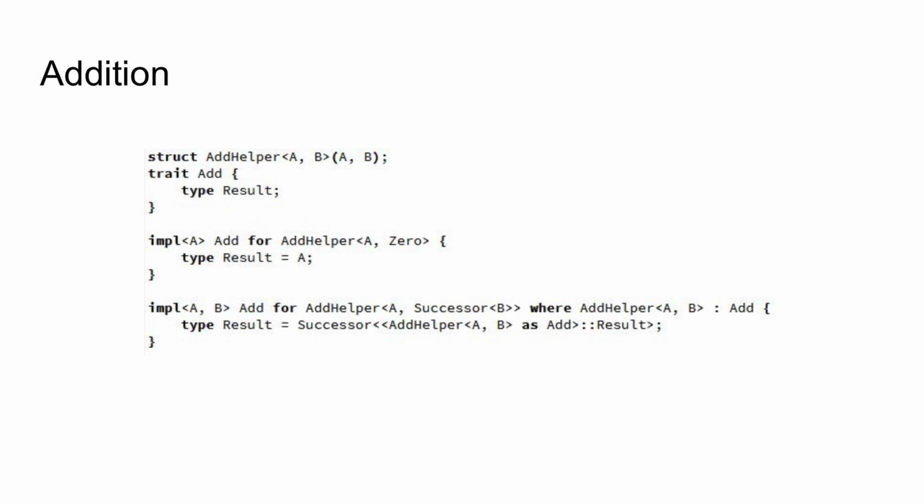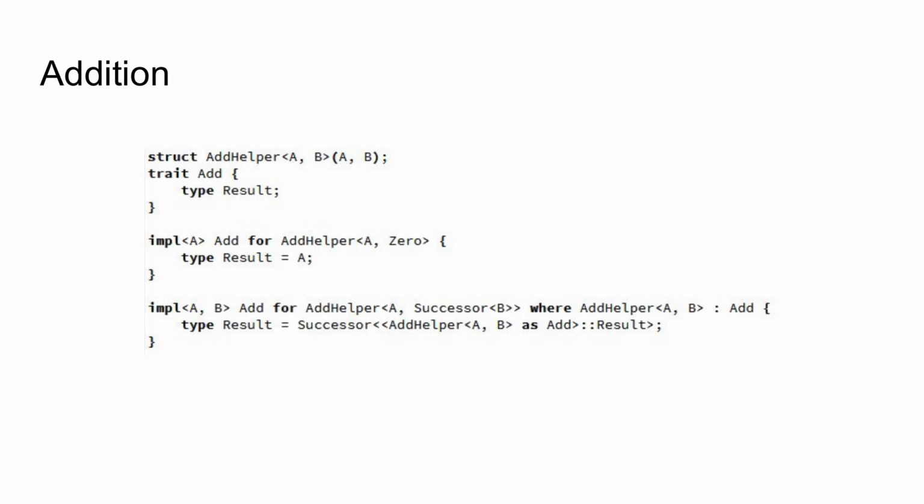So addition in Rust comes out to something like this. First off, we need to create an add helper struct, and what this does is it represents the addition of two numbers, A and B. It's again a generic tuple struct. Now we're going to start adding in traits. The add trait simply creates a result type. It's a way of associating the output with the input add helper.